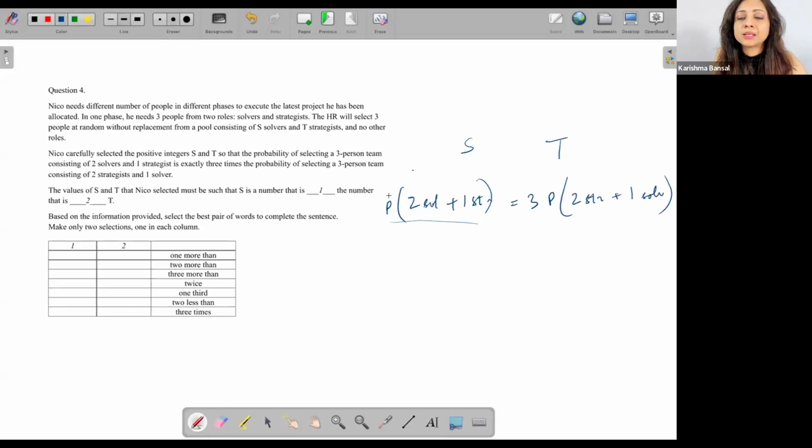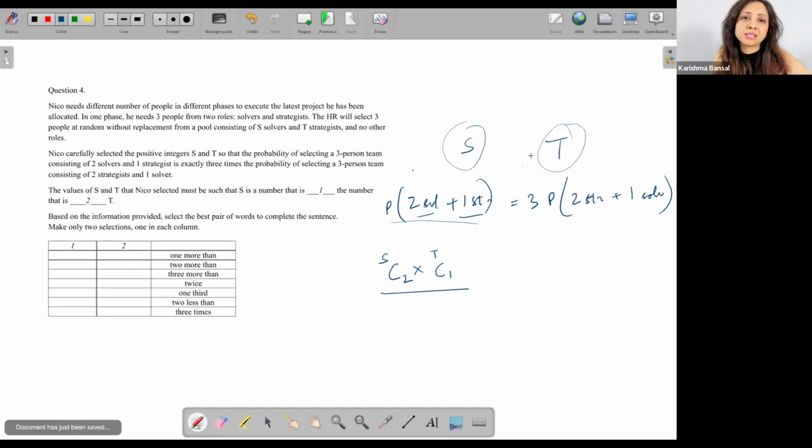So how do we calculate the probability of getting 2 solvers and 1 strategist when I have S solvers and T strategists? From S solvers, we select 2 solvers, and from T strategists, we select 1 strategist. This is the favorable count upon the total, selecting 3 people from S plus T people, right? That total, TP, is the same on the left-hand side as well as the right-hand side, the denominator, so we are just going to cancel it. I'm writing it as TP over here.